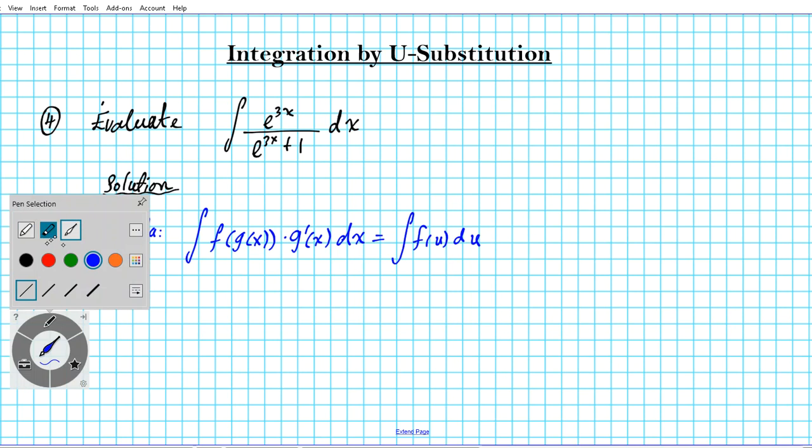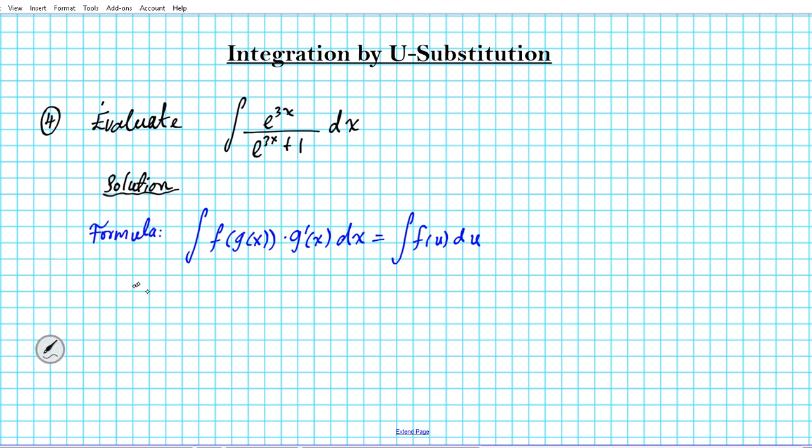Okay, so let's go ahead and attack the problem. So we have the integral of e to the 3x over e to the 3x plus 1 dx. Now, one good practice, as we did in problems 1, 2, and 3, is to write it in a way where it's easy to identify what the composite function f of g of x is and what g prime of x is, the derivative of the inner function. So we're going to rewrite this problem as the integral of 1 over e to the 3x plus 1, this is the composite function, times e to the 3x dx, the derivative of the inner.